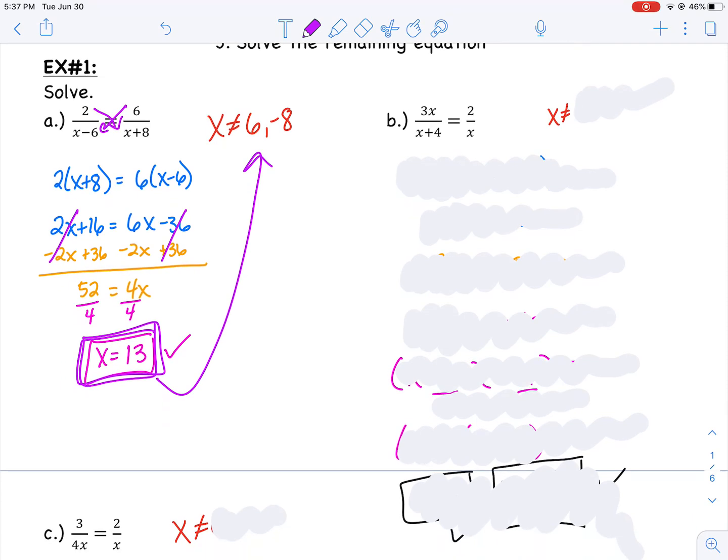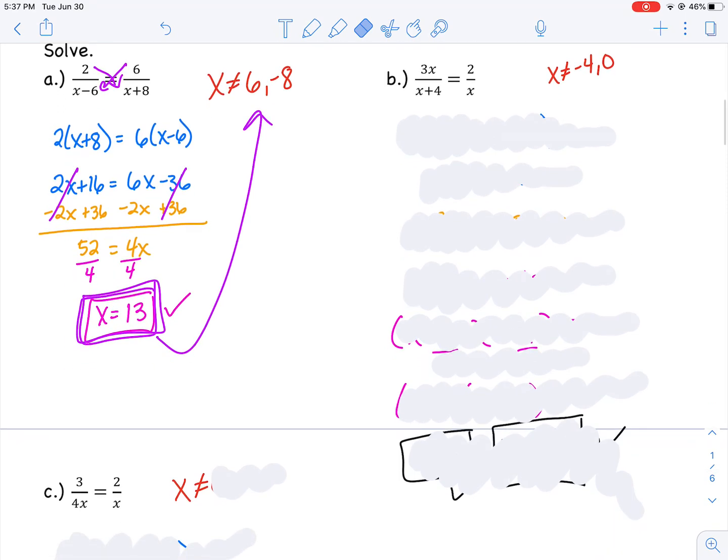Look at b. I have two fractions equal to each other, so I have a proportion. Let's first look to see what our domain restrictions are. What x's are going to cause both of those denominators to equal 0? You should end up getting restrictions of -4 and 0. So any x should work except for those two numbers.